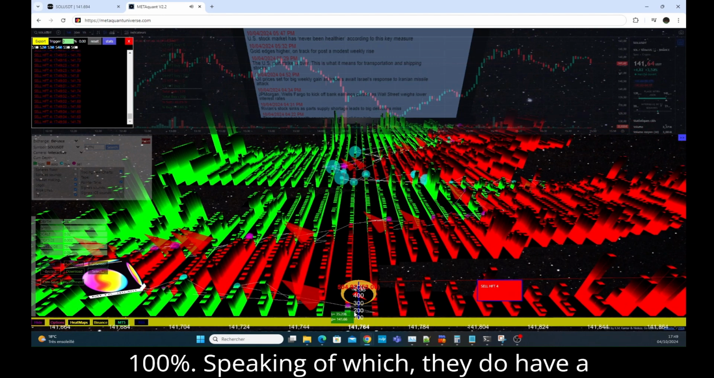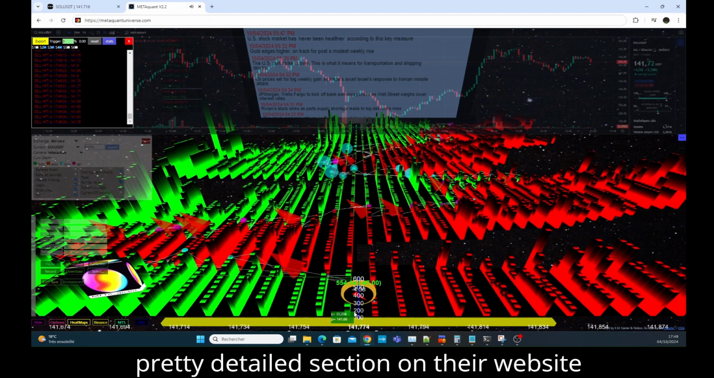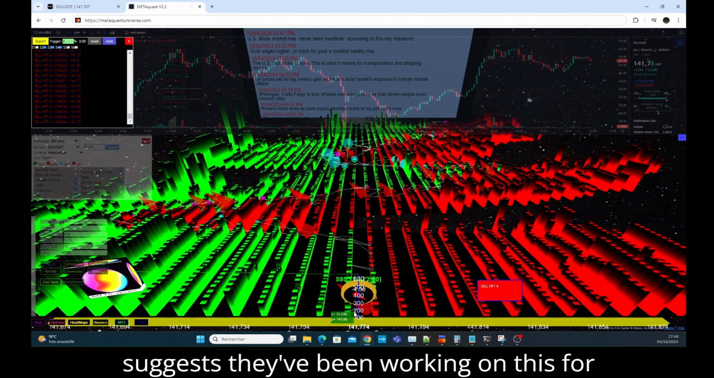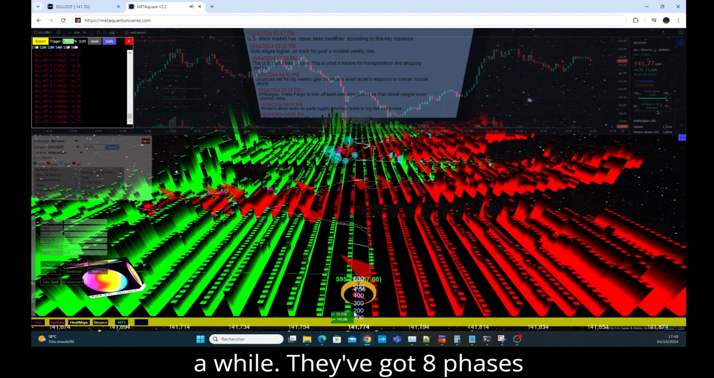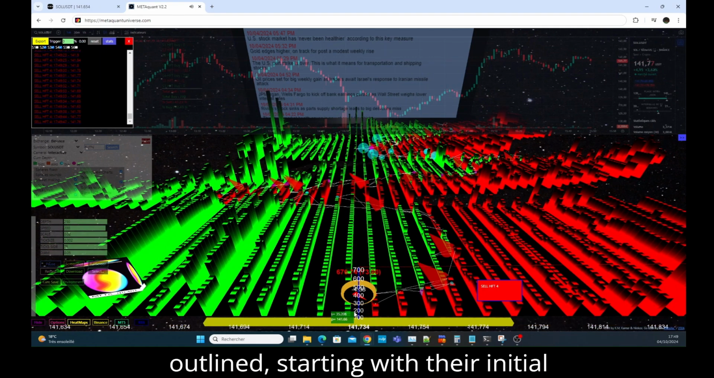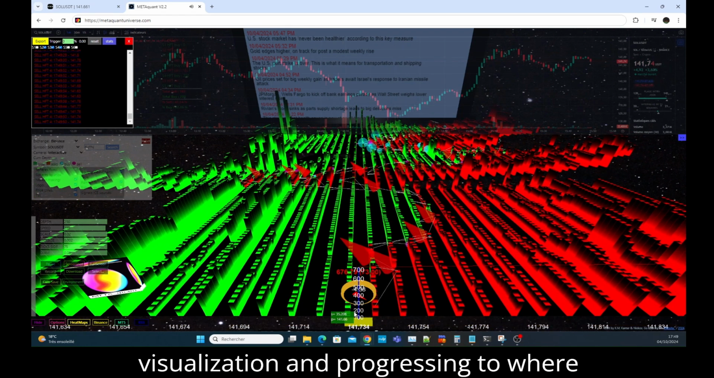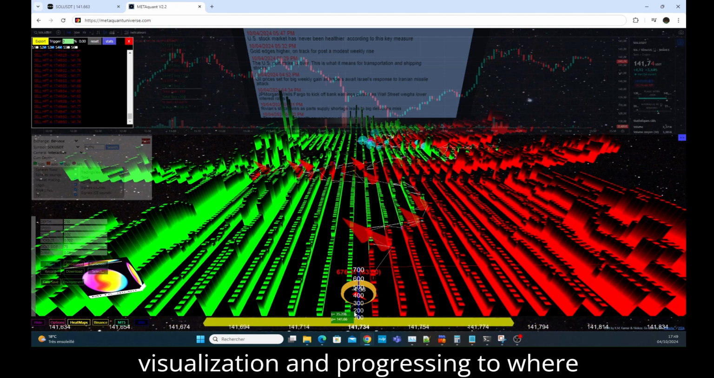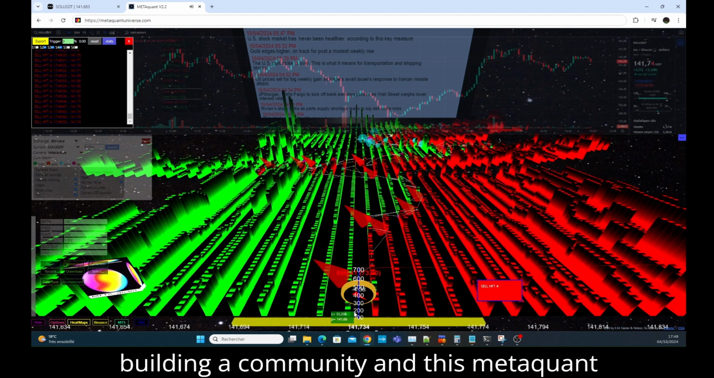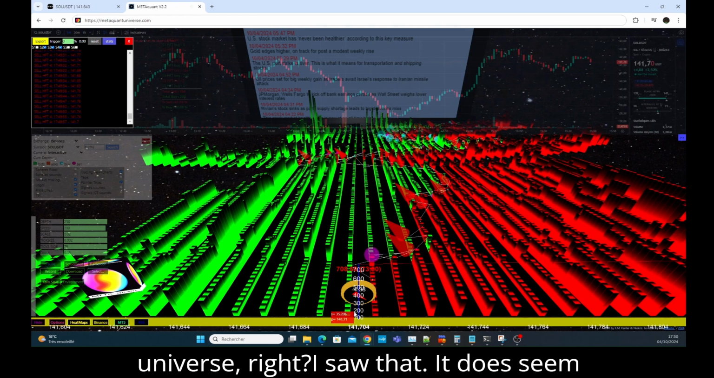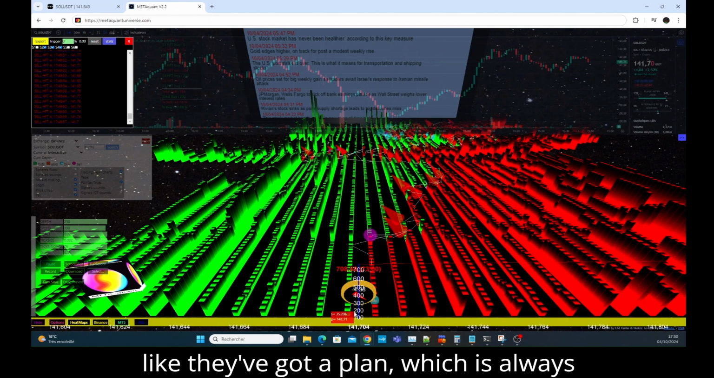100%. Speaking of which, they do have a pretty detailed section on their website about their development roadmap, which suggests they've been working on this for a while. They've got 8 phases outlined, starting with their initial research into blockchain and 3D visualization, and progressing to where they are now, which is focused on building a community and this metaquant universe. Right, I saw that. It does seem like they've got a plan, which is always good.